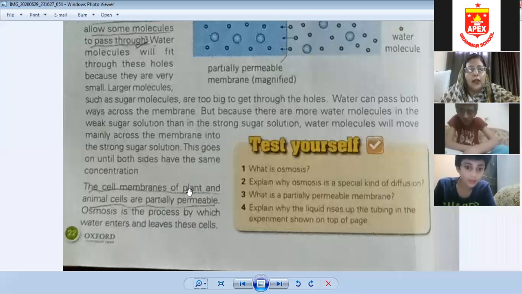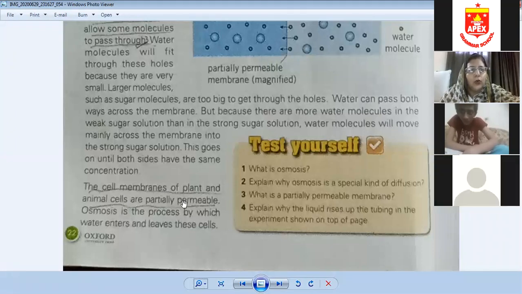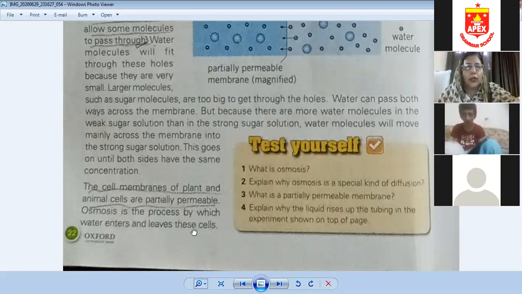Animal cells have a small nucleus, plant cells have a large nucleus, and both have a partially permeable membrane. You all know that the outer body of a plant cell is covered by a cell wall. On the inner side there is a cell membrane, and the animal cell also has a cell membrane. So osmosis is the process by which water enters and leaves the cell. Now we will understand this with the help of an example which is given in your book.